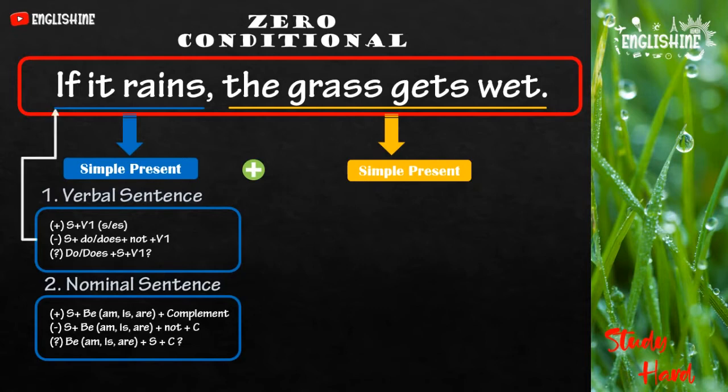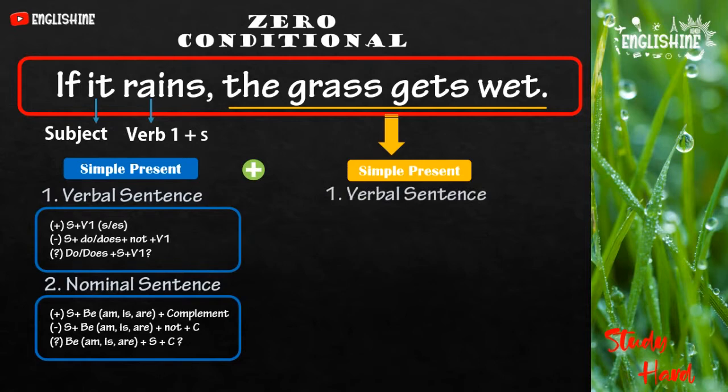Look at the example. If it rains is verbal sentence. It is subject. Rains is verb plus s. The other sentence, the grass gets wet, is using simple present. It is the same as the if sentence, same patterns or formulas.